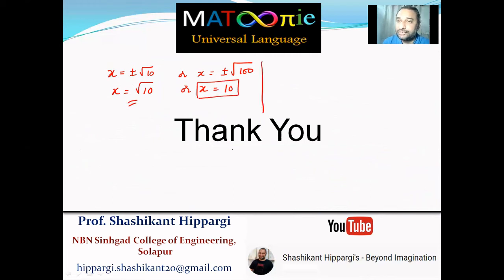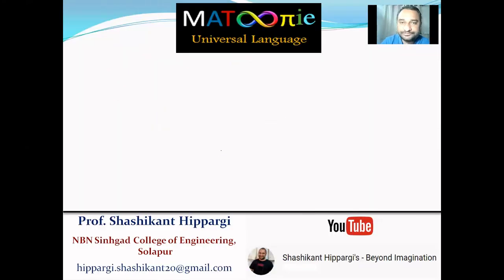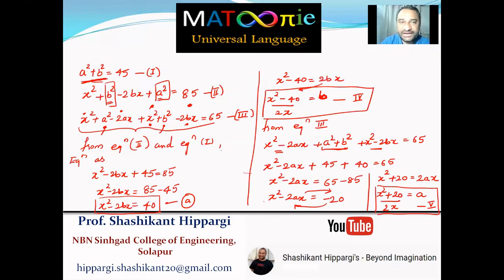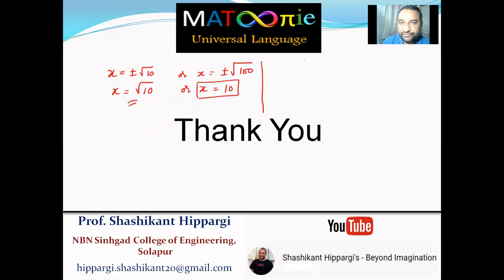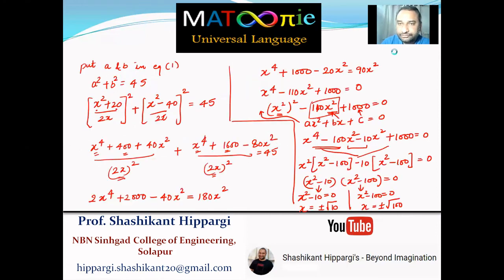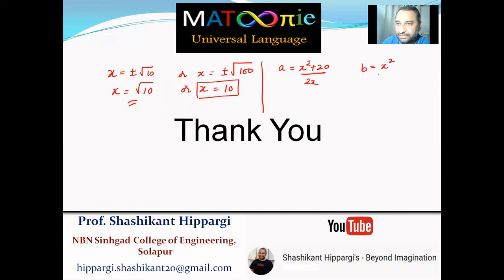X is equal to 10. Now we'll try to solve it and recheck whether we are getting the correct answer or not. See, if x is equal to 10, we have got the value of a and b. What is the value of a? A is x square plus 20 divided by 2x. Value of a is x square plus 20 divided by 2x, and the value of b is x square minus 40 divided by 2x.